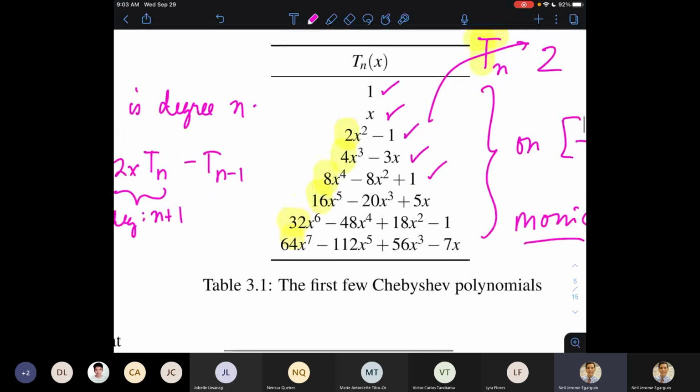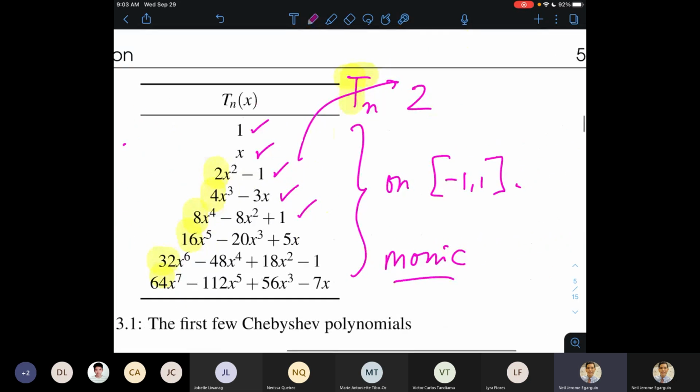So, kapag ka degree 2, ang leading coefficient ay 2. Kapag ka degree 3, ang leading coefficient ay 4, which is 2 squared. Kapag ka ang degree ay 4, ang leading coefficient ay 8, which is 2 cubed. Kapag ka ang degree ay 5, ang leading coefficient ay 16, 2 to the 4th. So it seems that T sub n will have leading coefficient 2 to the n minus 1. Right? So hindi siya monic, tapos ang leading coefficient niya ay 2 to the n minus 1.